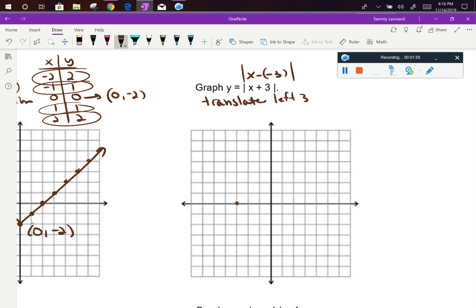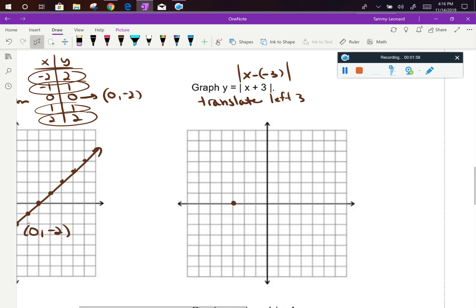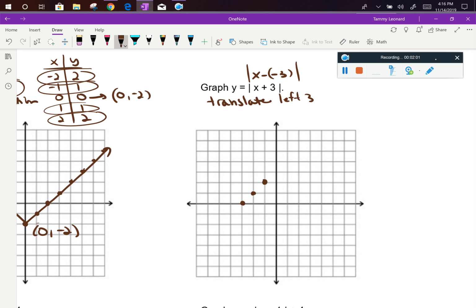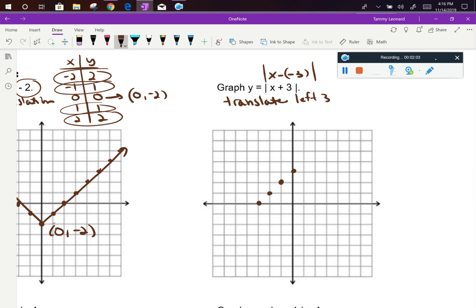So if I start 3 to the left of where I was, but then I go to the right 1 and up 1, to the right 2 and up 2, and I continue in that direction. I go back to the vertex, I go to the left 1 and up 1, to the left 2 and up 2, and I continue in that direction. I can draw my absolute value graph. Didn't even have to make a new parent function, but I definitely want to label that that vertex is at -3, 0.